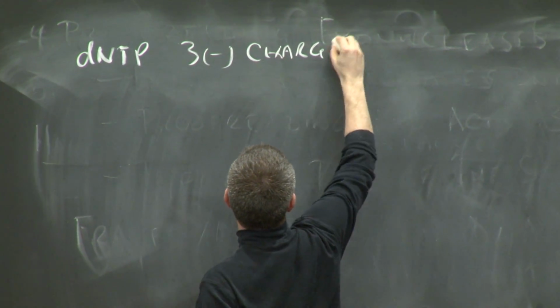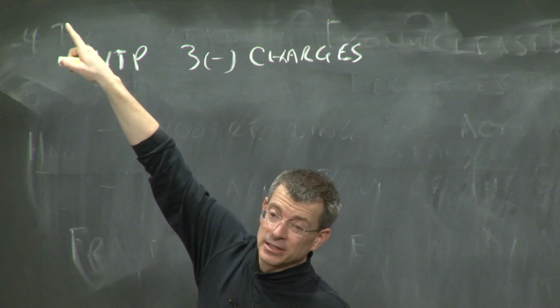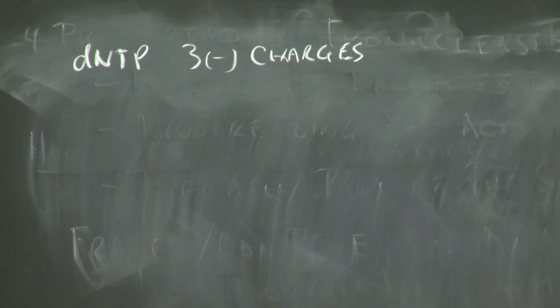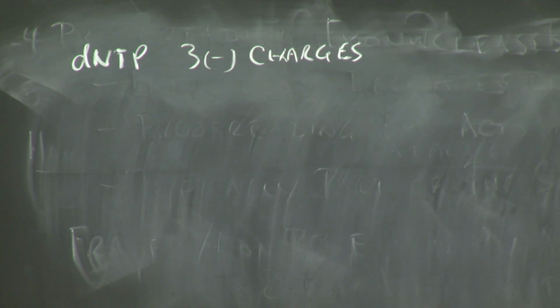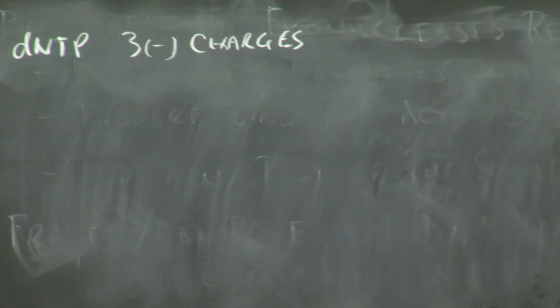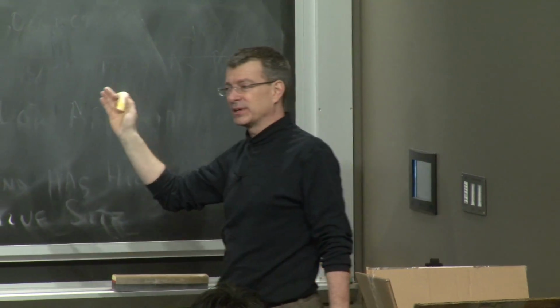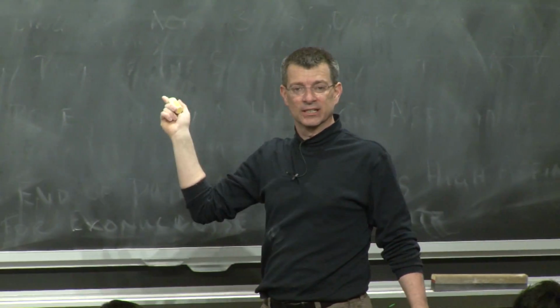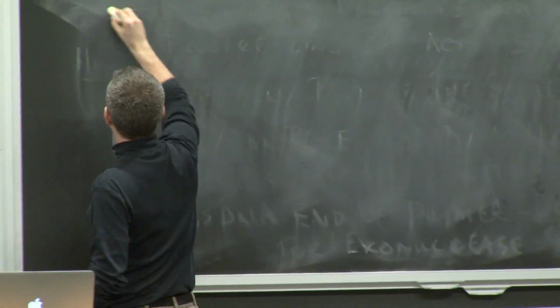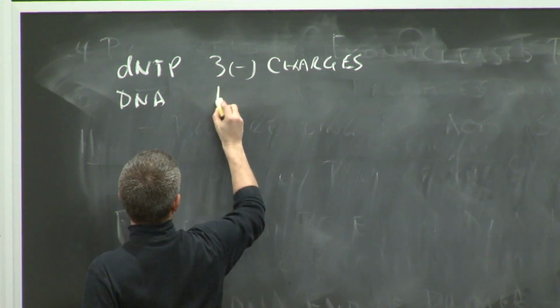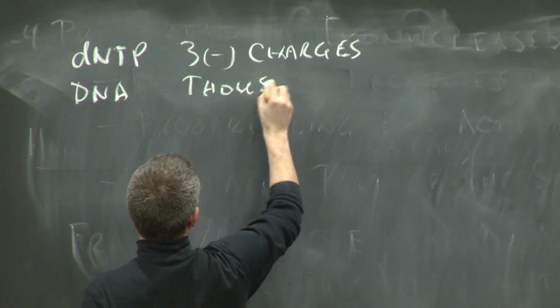How about on our DNA substrate up here? You don't have to be exact. More than 3? Lots, right? I mean, even without any synthesis, that has more than 5,000 negative charges because every base has a negative charge associated with it. So DNA is going to be, let's just say, thousands.